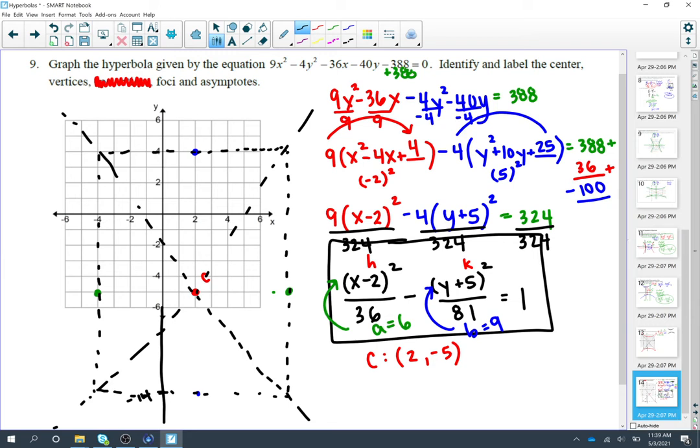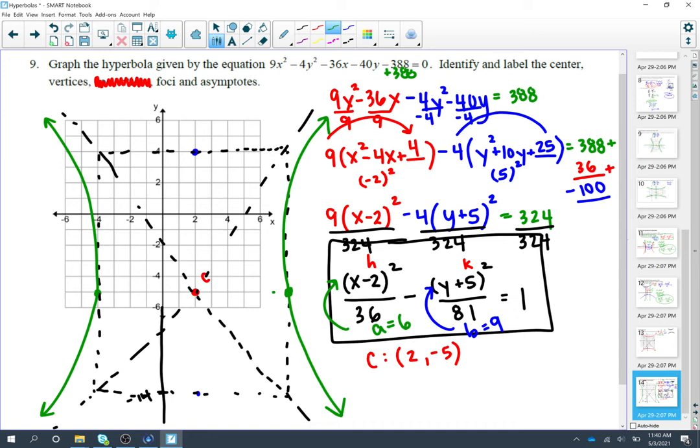Now our vertices were our A value, which was the 6. It was on the X. So when we draw this, we have to cut through the X axis, which means your hyperbola is going to be standing up. I'm going to come back to this green vertex. I'm going to go up and right along my asymptote, down right along the asymptote. Same thing on the other side. So at this point, the graph of our hyperbola is done.